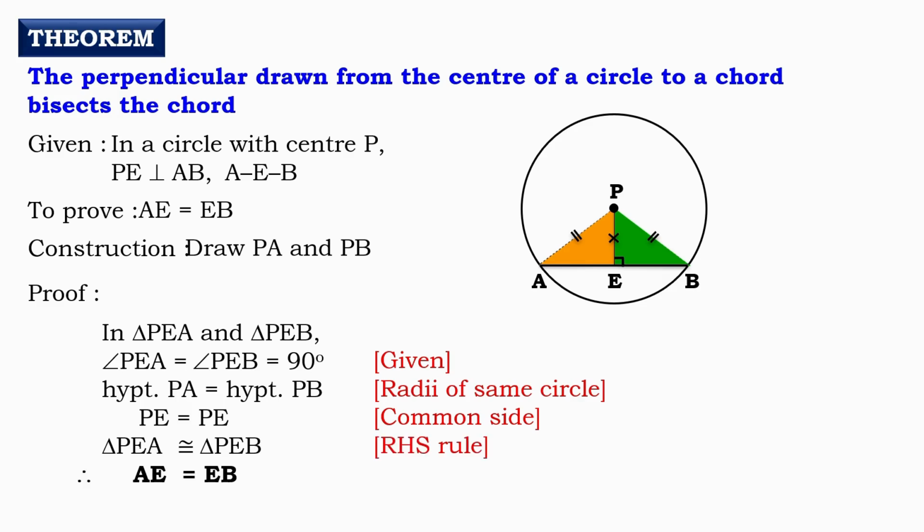Now by CPCT, we can clearly say that AE is equal to EB. So that is what we needed to prove. So we have proved the second theorem also. So far we have actually done three theorems. The first one, the second one is just the converse of the first one, and then another theorem.